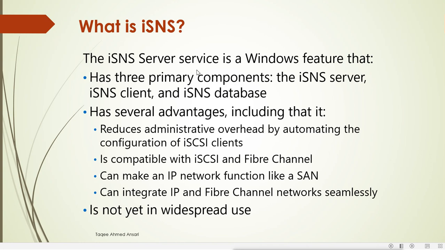Now what does it do here? When you're in your network, you have iSCSI targets, and you also have Fibre Channel as a SAN. Now suppose you have lots of targets and lots of different clients to connect. Doing it manually sometimes becomes difficult, to connect each and every target with the client, each and every client with the right target. So what can we use this iSNS for?